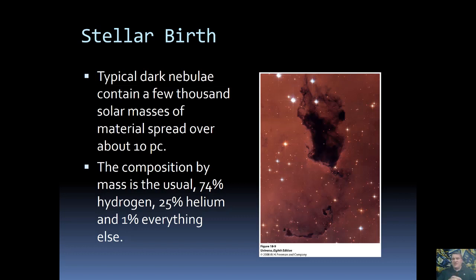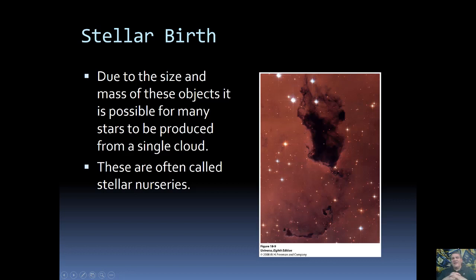Now the composition that we see for these is the same thing we've seen before, 74% hydrogen, 25% helium, and 1% everything else. Now, because of how big these are, it is likely that a single nebula will actually produce many stars. Because of this, they are sometimes referred to as stellar nurseries. Just like a nursery is the place where you keep the babies in a hospital, these are stellar nurseries because this is where all of the baby stars are located.